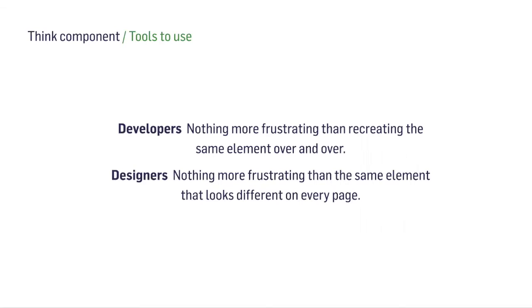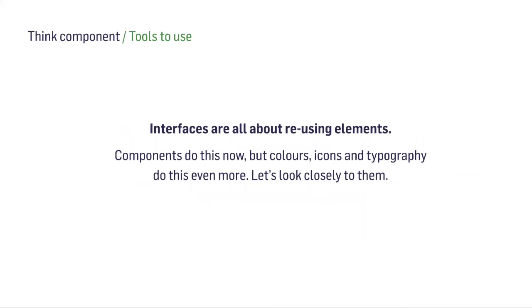These things you can easily avoid by creating a common understanding. So interfaces are really all about reusing elements. And we have discussed how we do this in components. But things that are reused more often than components are colors, iconography, typography, and grid systems. So we'll discuss them right now.